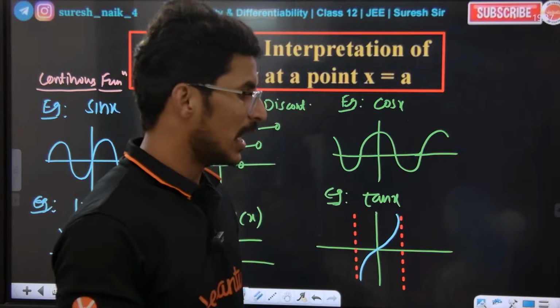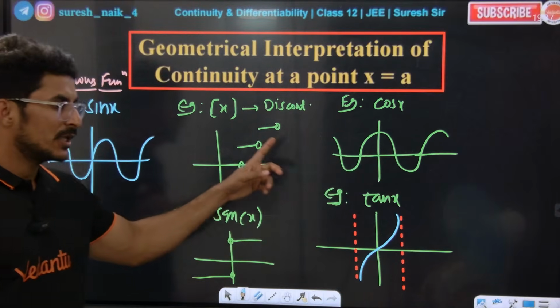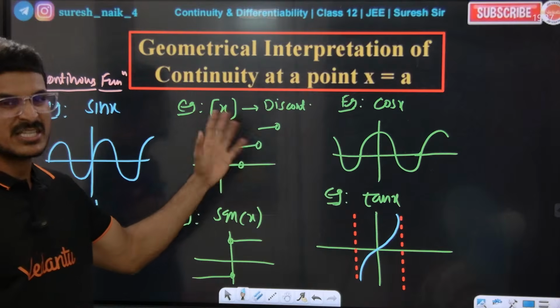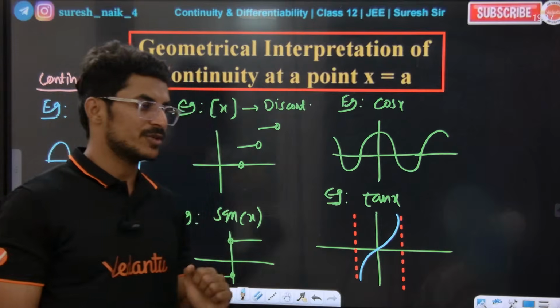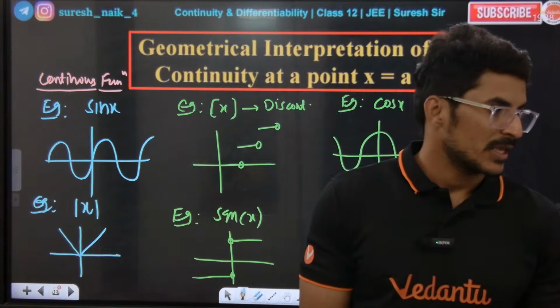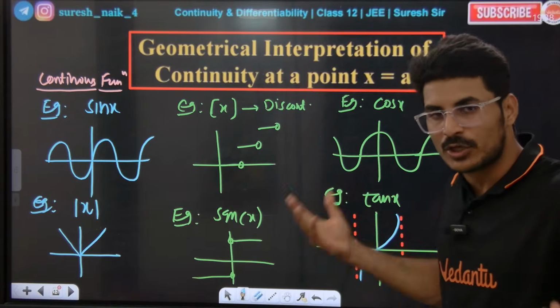Do you understand what I am saying? In its domain tan x is continuous. Outside its domain, I mean, this is discontinuous itself. Okay, why? This is discontinuous. But now let me explain the matter. Sir, in the domain of tan x, tan x is continuous.